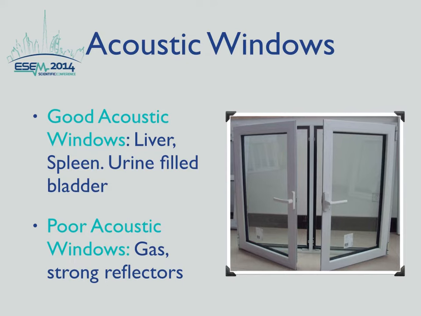Acoustic windows allow sound waves to penetrate into the body, so that's very helpful in imaging. Good acoustic windows include the liver, the spleen, a urine-filled bladder, or any fluid-filled structure, while poor acoustic windows include gas, which is in the lungs and the intestines, as well as strong reflectors like bone.